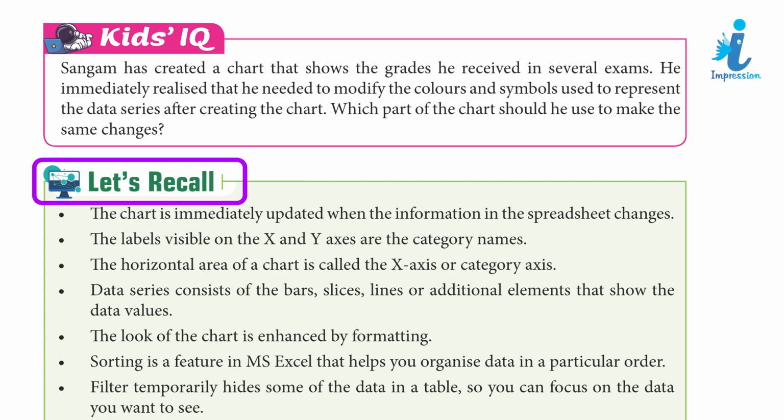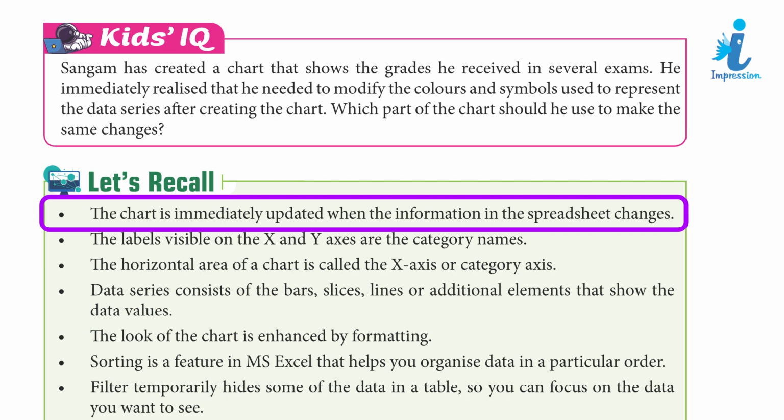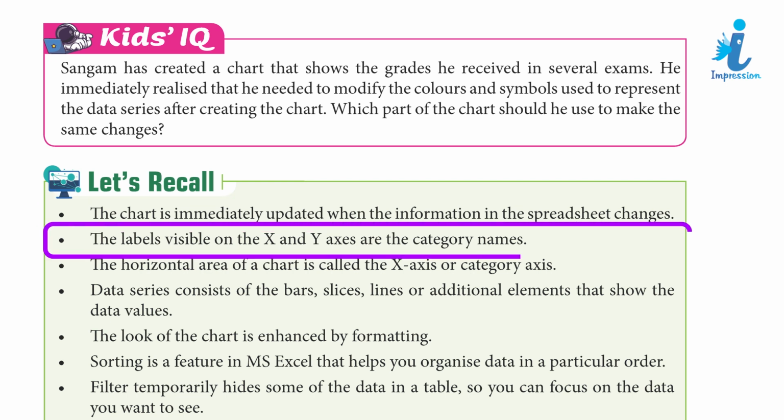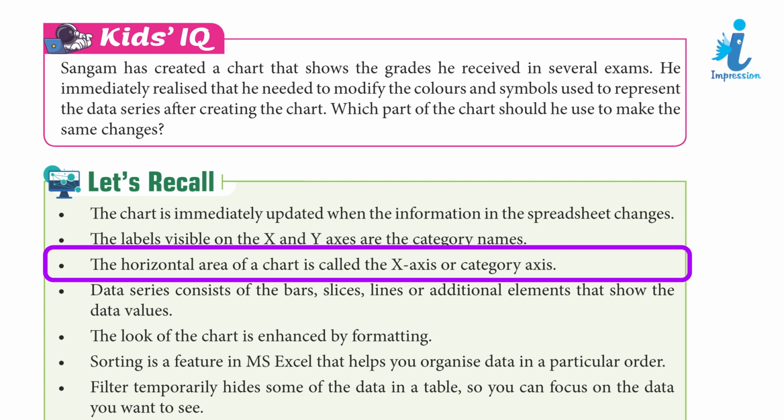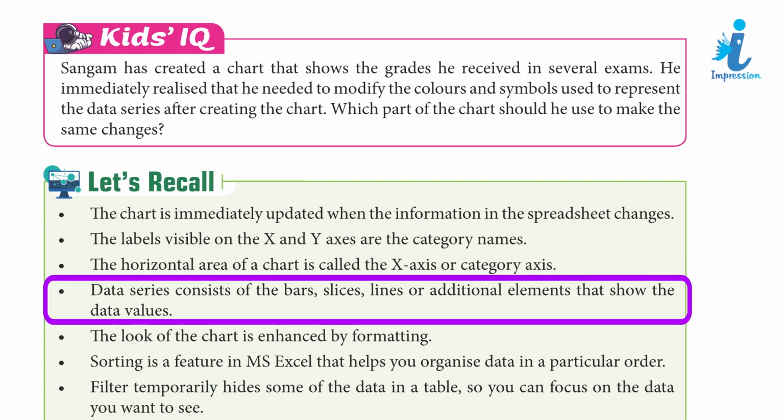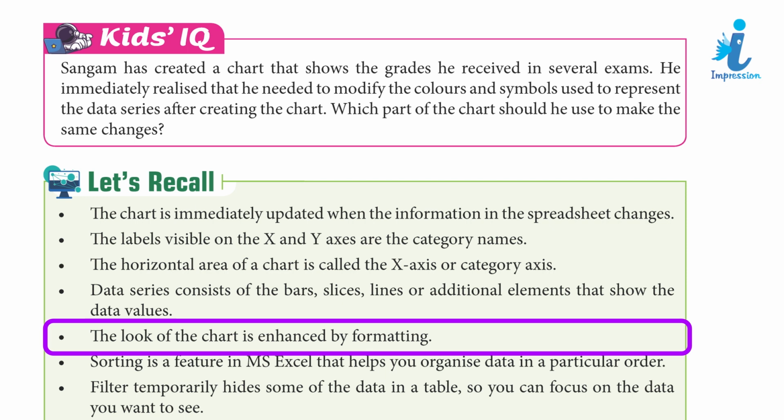Let's recall. The chart is immediately updated when the information in the spreadsheet changes. The labels visible on the X and Y axis are the category names. The horizontal area of a chart is called the X-axis or category axis. Data series consist of the bars, slices, lines or additional elements that show the data values. The look of the chart is enhanced by formatting.